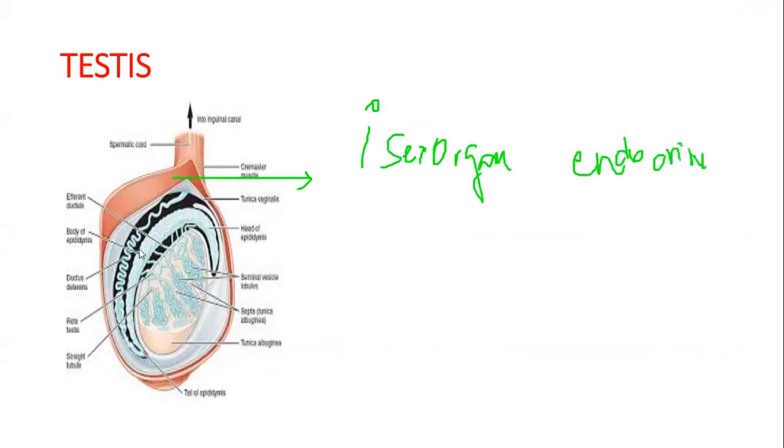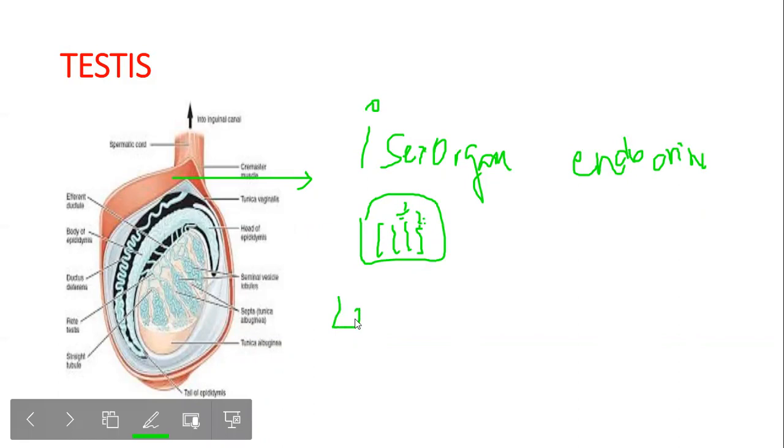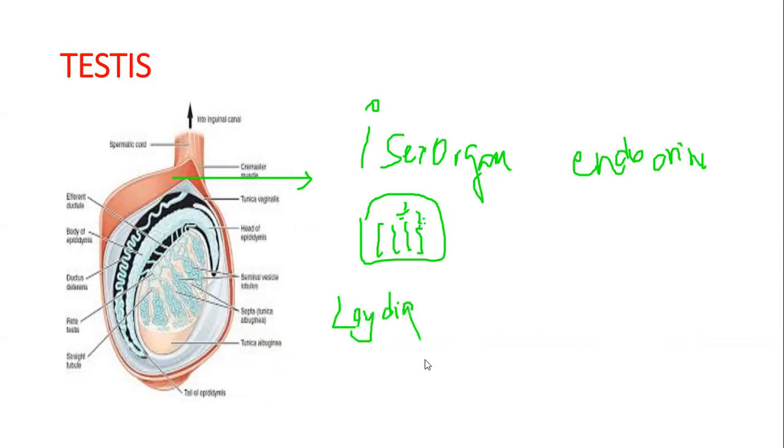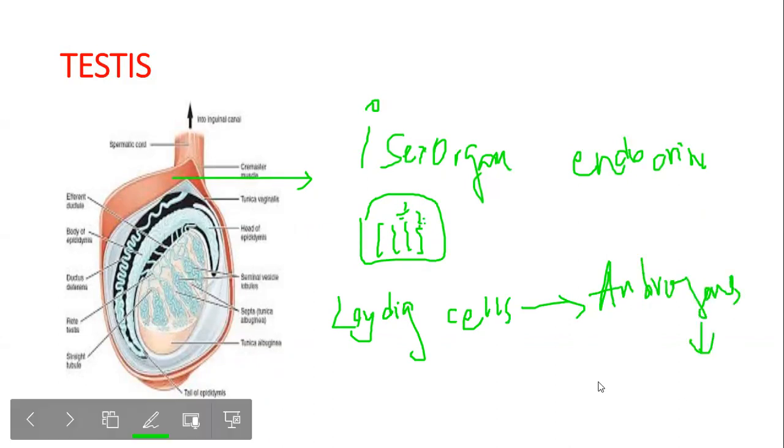So testis is composed of seminiferous tubules and stromal and interstitial tissue. So there are a lot of seminiferous tubules and a lot of stromal tissues, and in between, there are cells called Leydig cells or interstitial cells. Interstitial means in between the intertubular spaces. They produce a hormone called androgen, which is mainly responsible for testosterone.